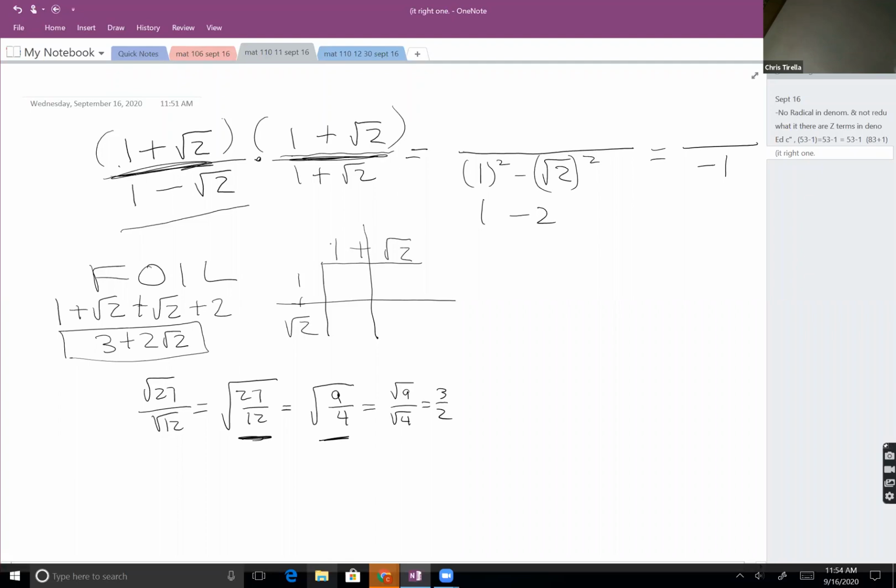Box: 1 times 1 is 1. 1 times radical 2 is radical 2. 1 times radical 2 is radical 2. Radical 2 times radical 2 is 2. And so when I combine, that also gives me 3 plus 2 radical 2. So I get 3 plus 2 radical 2 divided by negative 1. And if you wanted to, dividing by negative 1, wouldn't that give me minus 3 minus 2 radical 2?